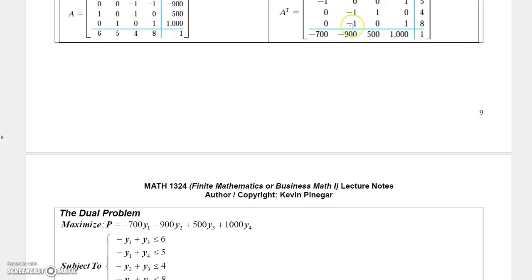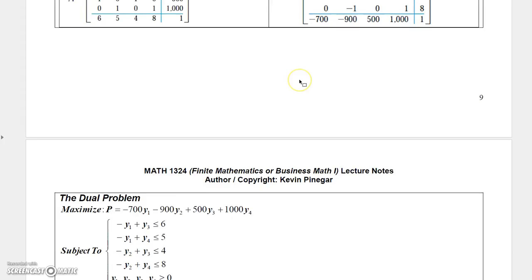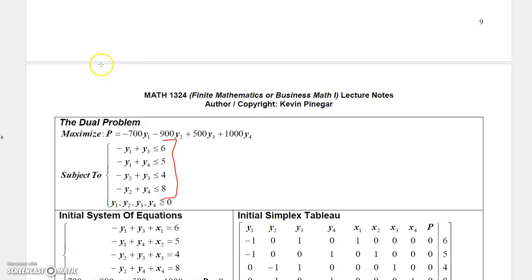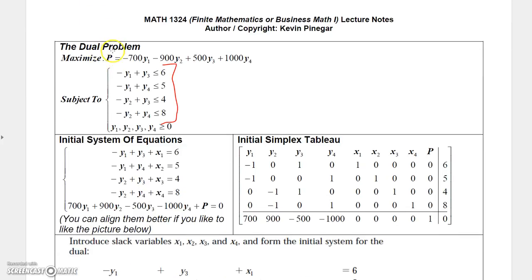And then the fourth row gives me minus y2 plus y4 is less than or equal to 8. And so that's where those four inequalities down here come from. So that's your four inequalities. Now, this is the dual problem.